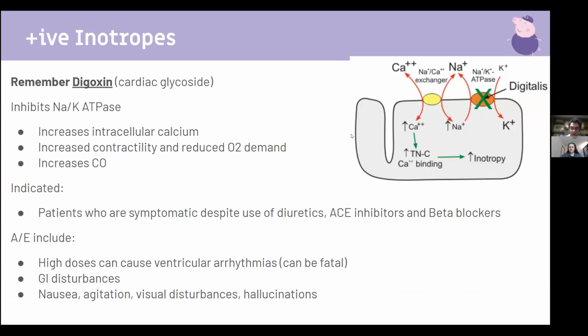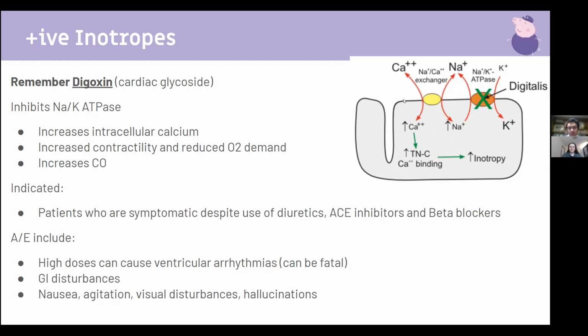Almost done. Wow, this is quicker than I thought it'd go. So we have positive inotropes. The most important drug to know here is digoxin, and it works by inhibiting the sodium potassium ATPase. There are quite a few questions on this. I don't remember if they're in the exam or in revision, but quite a few questions on this.